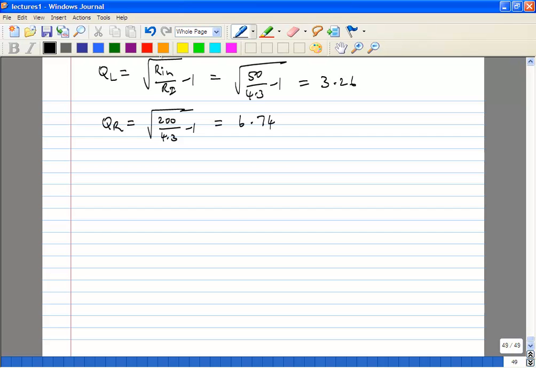Now it is very simple to go back to your L match equations and calculate L1, L2, all those values. Okay, so what is L1? It is QL times Ri over omega naught. What is this? You calculate it out, you get 0.93 nanohenries. So you know QL, you know Ri, you know omega naught. Very straightforward to calculate L1.